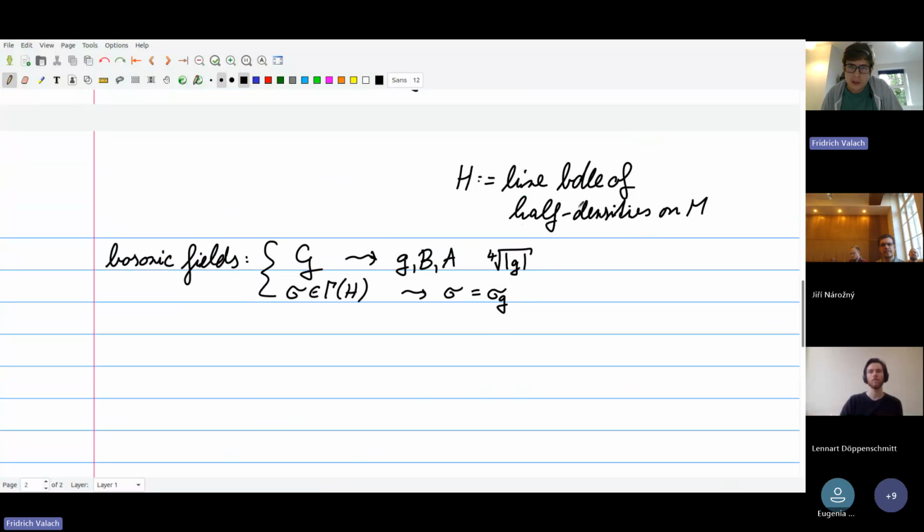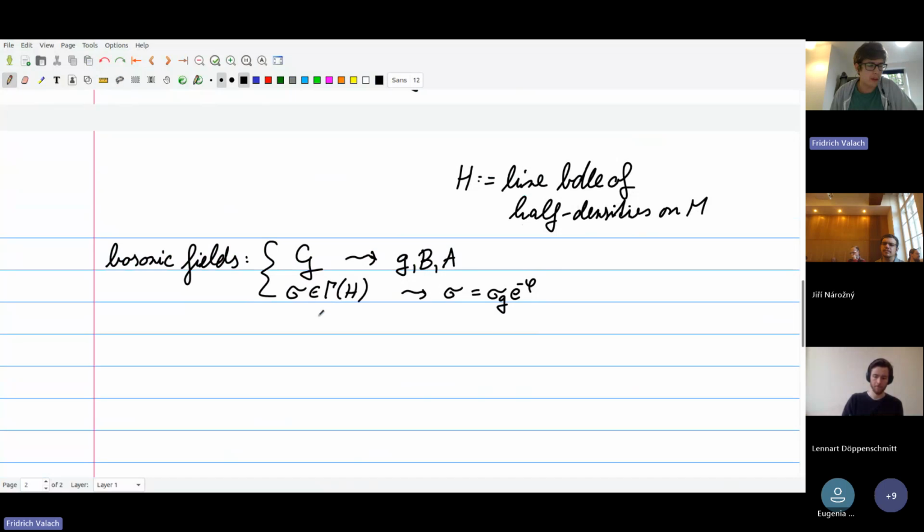In any case, the metric induces a canonical half density, so this is the sigma G. And since it's a line bundle, any other half density will be a multiple of this thing. And this is how you get the scalar field phi from the half density. So it's essentially a logarithm of the ratio of sigma with respect to your metric half density.